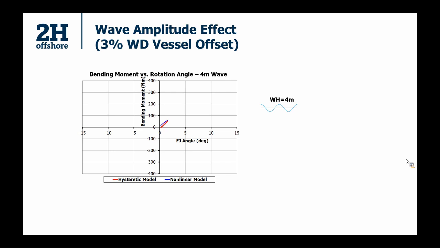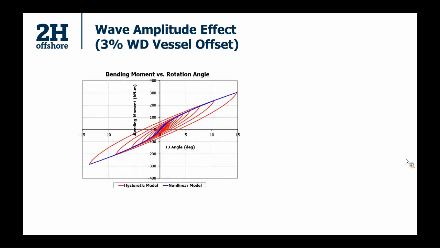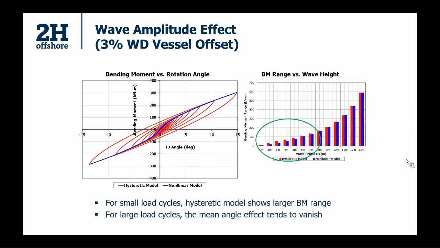However, if we increase to a large wave, the difference between the two curves tends to vanish. This can also be observed from this bar chart. You can see the difference in the bending moment range only exists in these benign waves. But remember, the long-term fatigue is mainly from those small waves, so some existing mean angle in the flex joint will make a difference in the fatigue results.